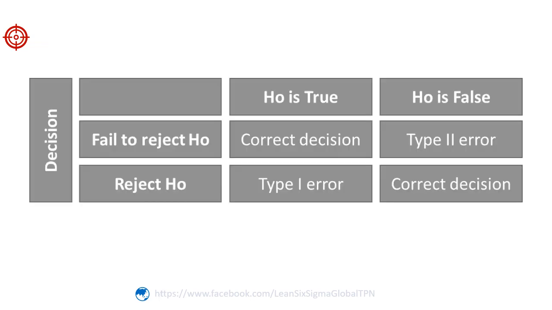First, let's consider the outcomes of a hypothesis test. If the null hypothesis is true and we fail to reject it, we make a correct decision. If the null hypothesis is false and we reject it, we also make a correct decision. However, if the null hypothesis is true and we reject it, we make a type 1 error. And if the null hypothesis is false and we fail to reject it, we make a type 2 error.